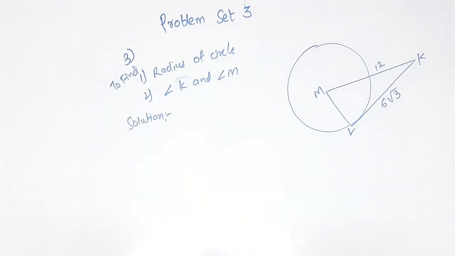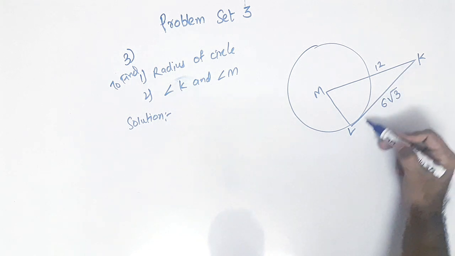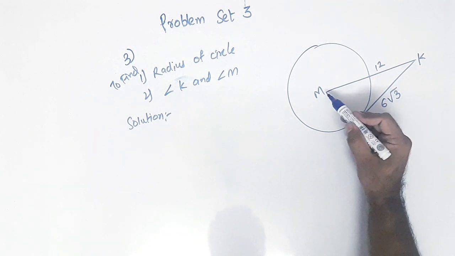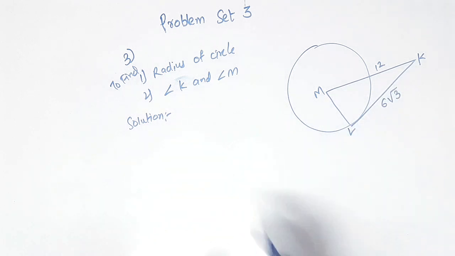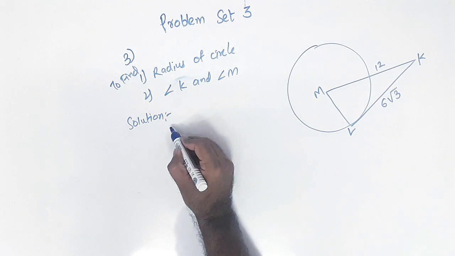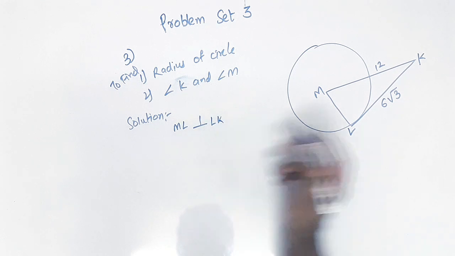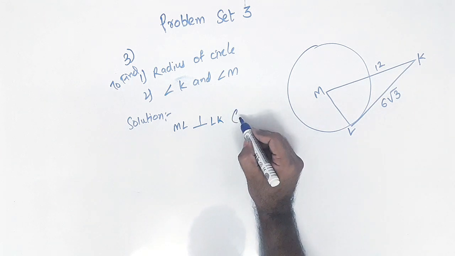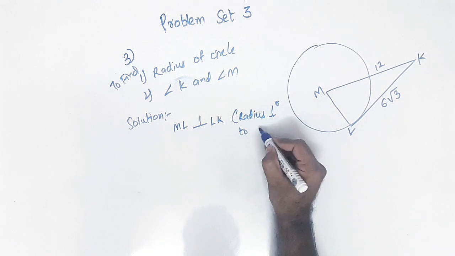Coming to sum number 3, it is given that KL is tangent to the circle and segment KL is 6 root 3. You can see MK is 12 and ML is the radius. So the first thing we have to find is the radius of the circle. We can find it by Pythagoras theorem. So we'll write first, ML is perpendicular to LK. Why is ML perpendicular to LK? Radius is perpendicular to tangent.